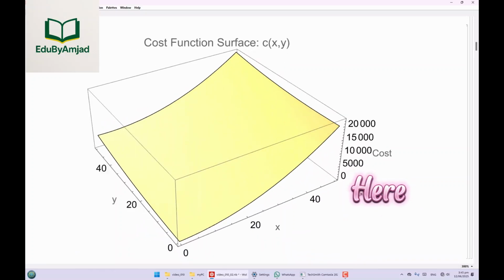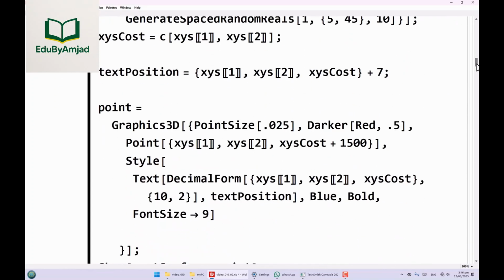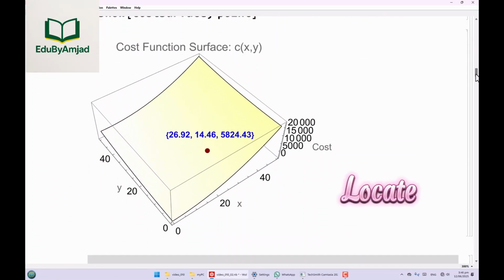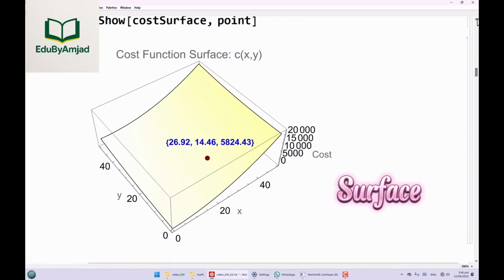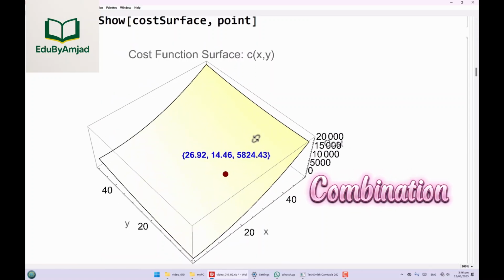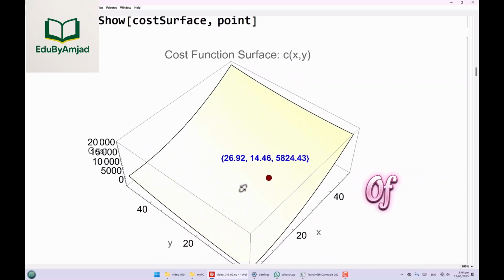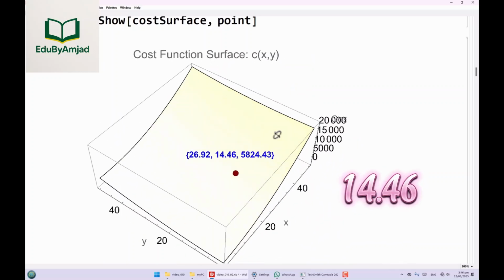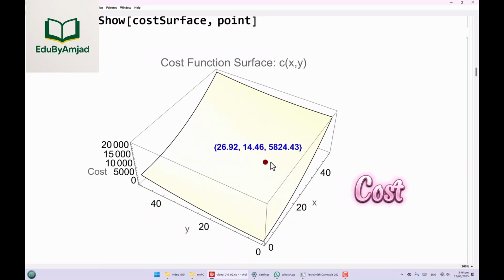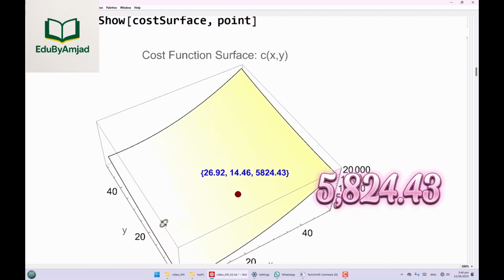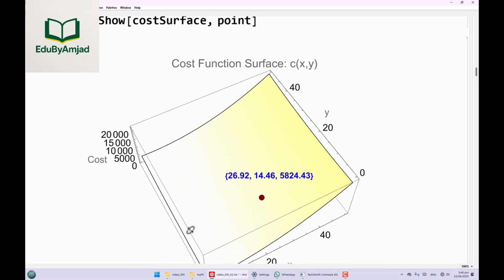From the origin here, it lifts upward along both axes until it reaches the maximum rise. Let's locate and read some random points on the surface. This one gives us a combination or ratio of 26.92 units of x and 14.46 units of y, having a cost of 5,824.43 units of currency.